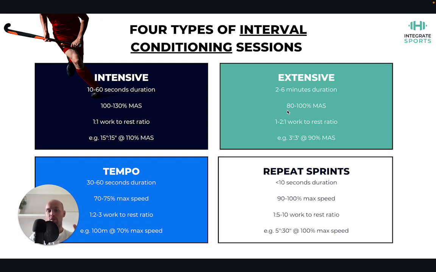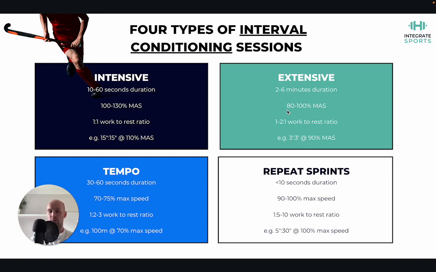So when we talk about interval conditioning sessions, we mean running-based conditioning sessions whereby you've got work and rest interspersed. So things like running for 30 seconds, resting for 30 seconds would be an example of an interval session, whereas a continuous session would be a 20-minute steady state run. So there wouldn't be an interval in between the conditioning bouts.